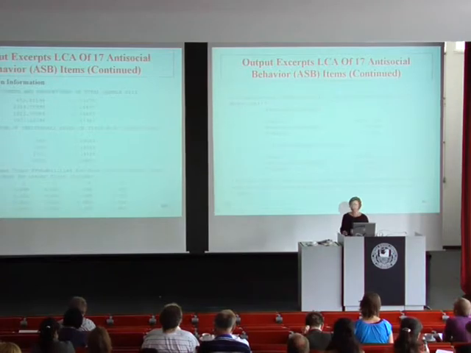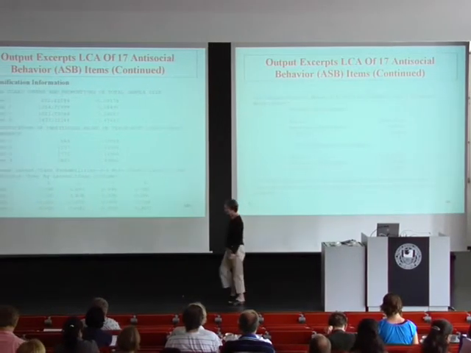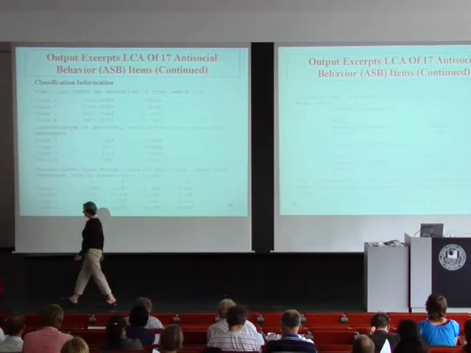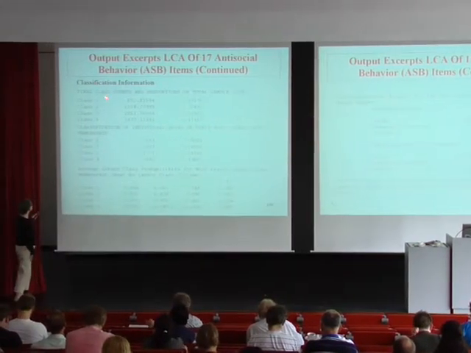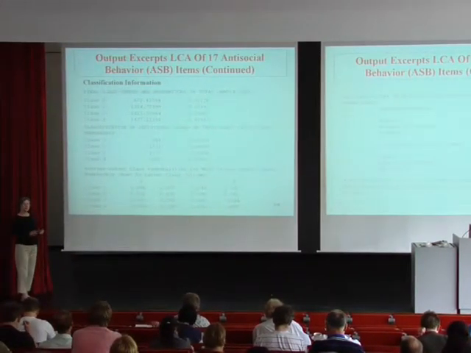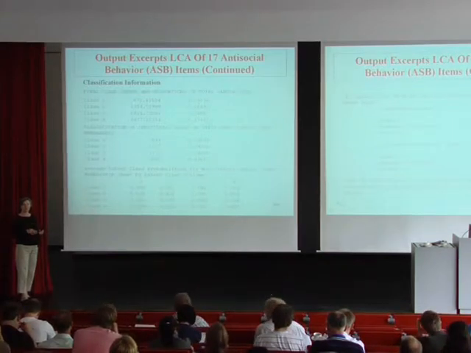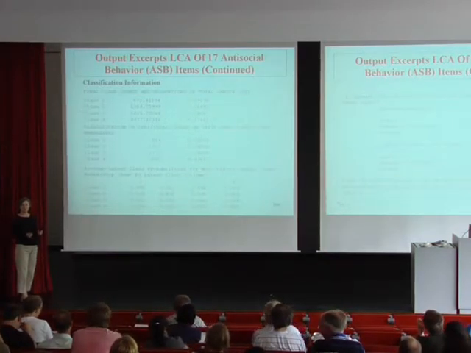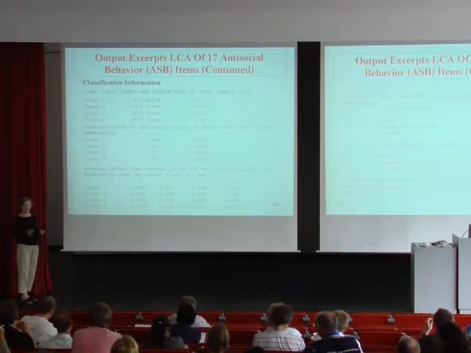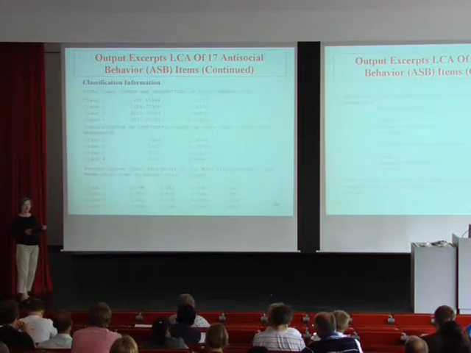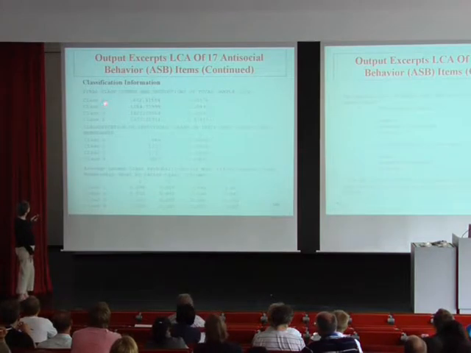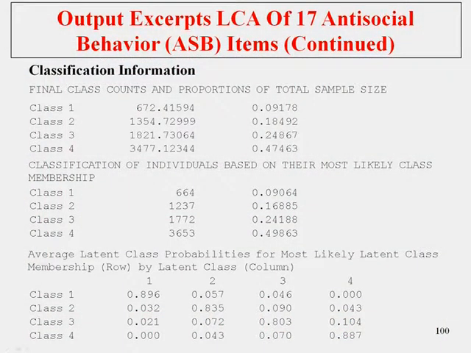Okay, now here's a part of the output that I need to explain, and that's classification information. So we saw entropy. That's a summary of how well the classes classified people. So that means how clean the classes are, whether people are more in one class than any other class. And so here's from the model. During the model estimation, people are in all classes proportionally.